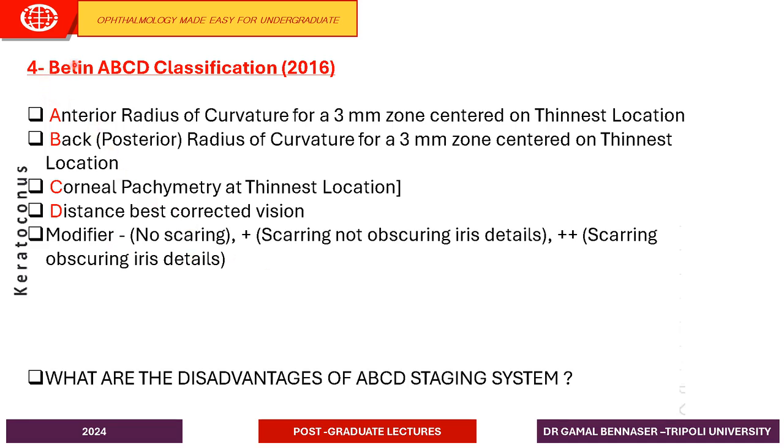So the Belin classification is mainly dependent on the Belin-Ambrosio display, and these parameters are generated by the software of the machine, mainly the Pentacam. Now, this is one of the disadvantages of this system, that it is dependent on the device, because this system is available only in the Pentacam system. Another thing is that when they measure the best corrected visual acuity, it doesn't include the best corrected visual acuity using hard contact lenses, but it is based on the use of glasses only.